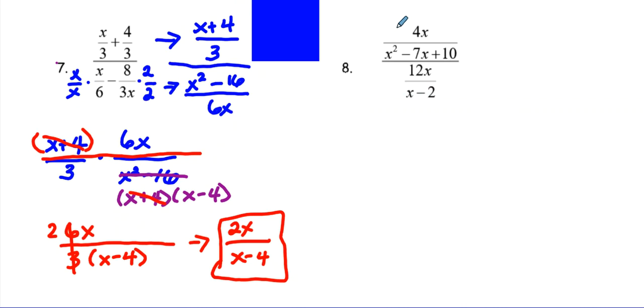All right, let's look at number 8. Number 8 is a very similar situation. You want to focus on just the top separate from the bottom, and then we want to change it to times the reciprocal of the denominator here. So let's see, on the top the 4x can stay, and I need to factor x squared minus 7x plus 10. So I need two numbers that multiply to 10 and add to negative 7, and those numbers are negative 2 and negative 5.